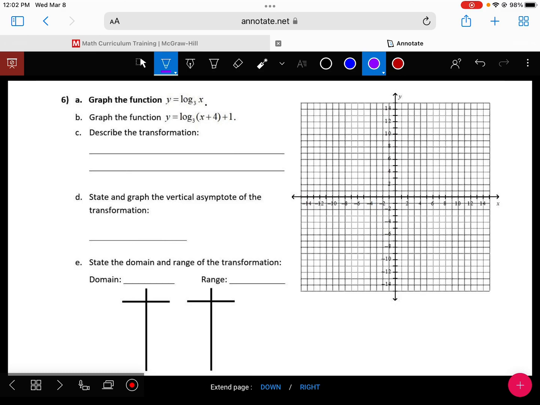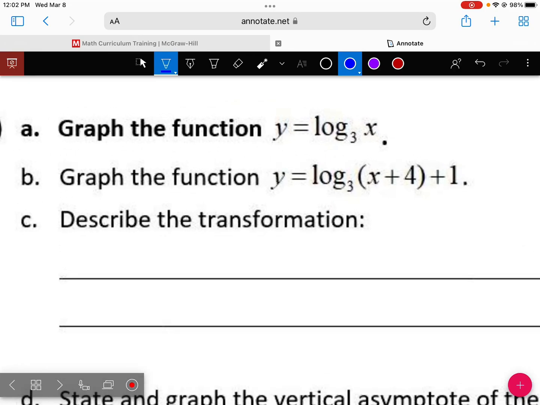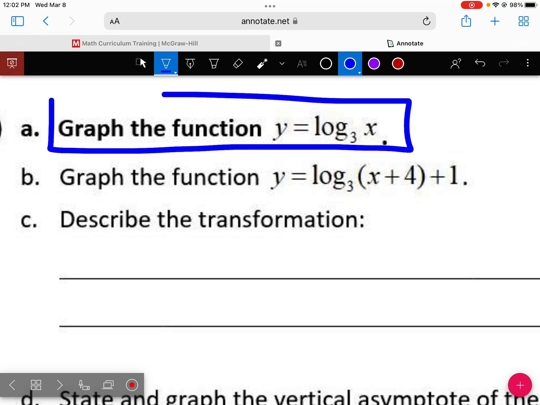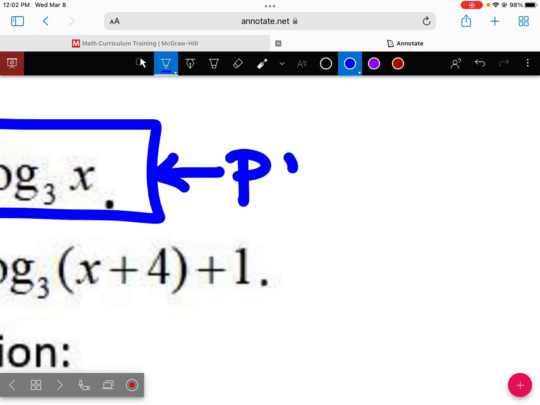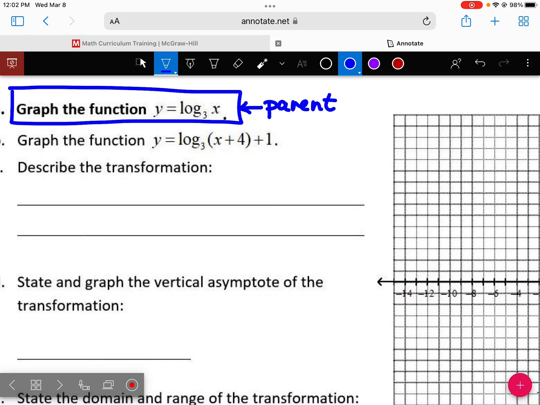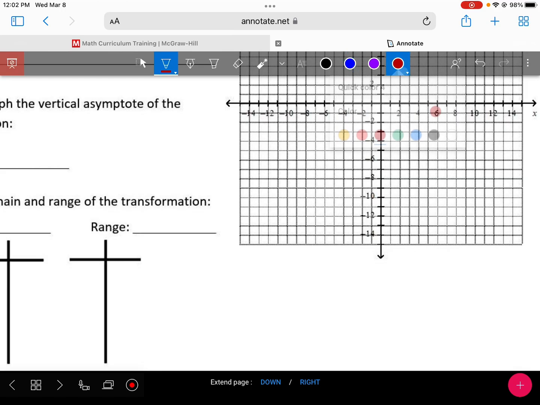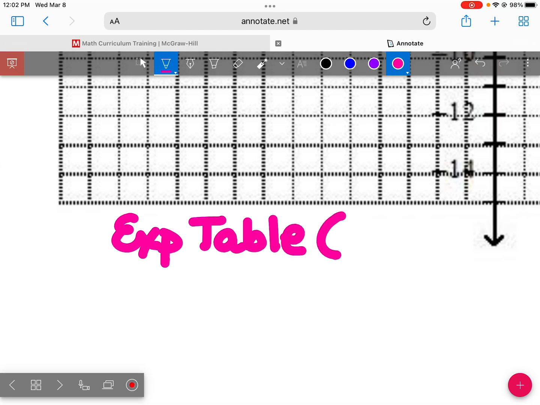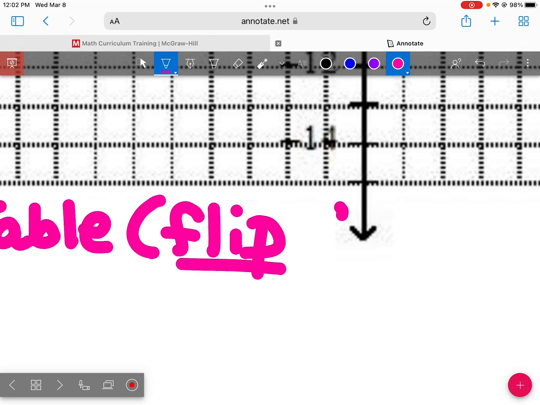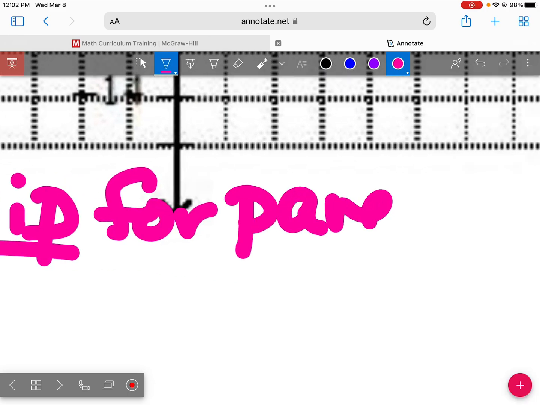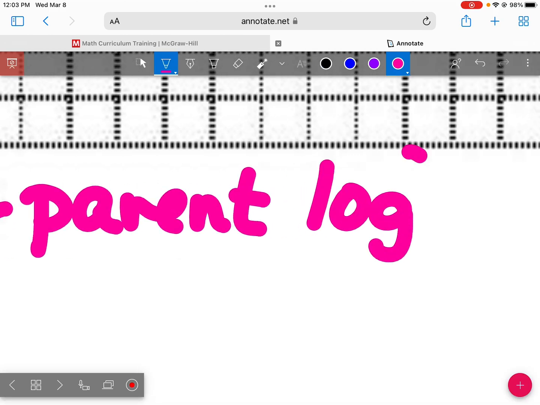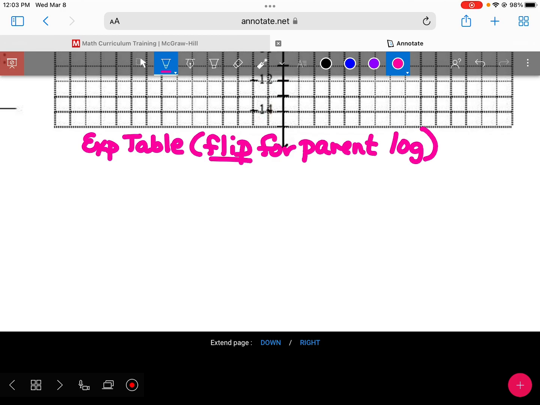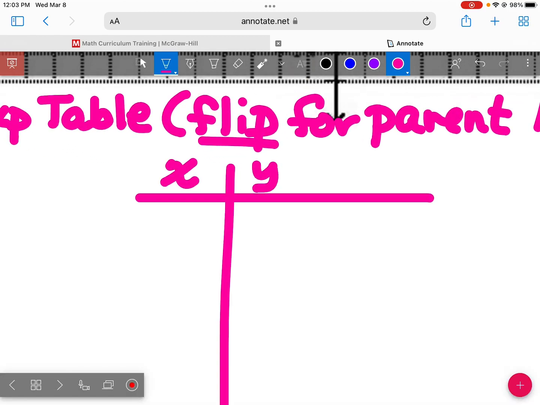What do they want me to do in part A? They want me to graph this right here. This is the parent. We got to make our exponential table first. All right, so exponential table, which we will flip for the parent log. All right, so here's my table. X on this side, Y on this side.